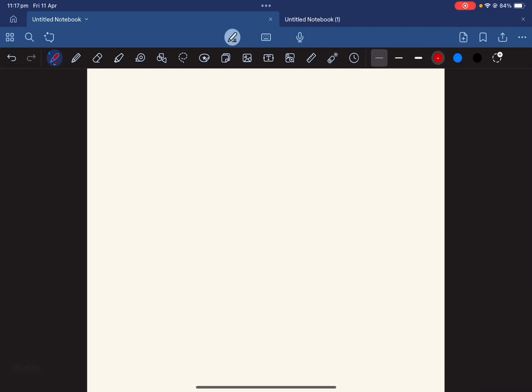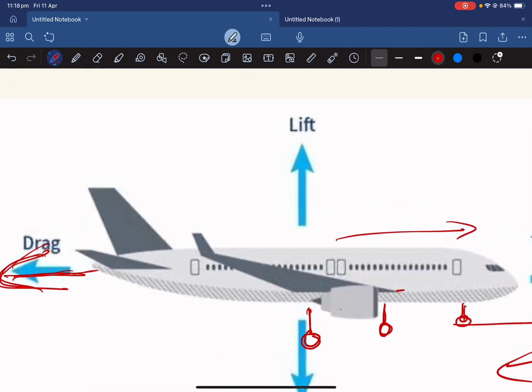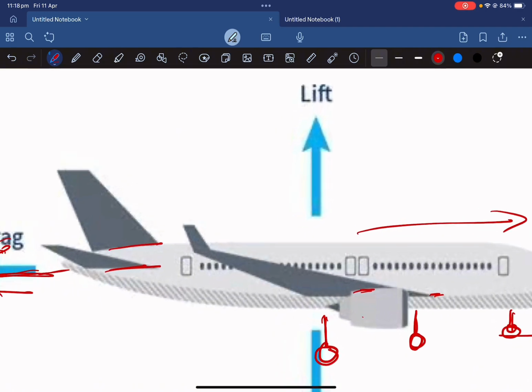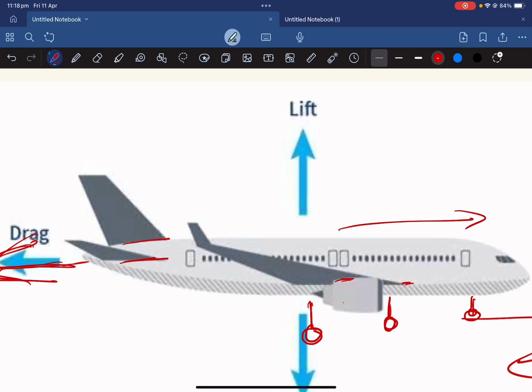So let's talk about interference drag. Let's go back to our aircraft over here. Do you see the wing here is joined to your fuselage, the engine here is joined to your wing, then your elevator here is joined to your fuselage, your rudder is joined to your fuselage. So the basic definition for interference drag: the different airflows around the components combine with each other and give you interference drag.